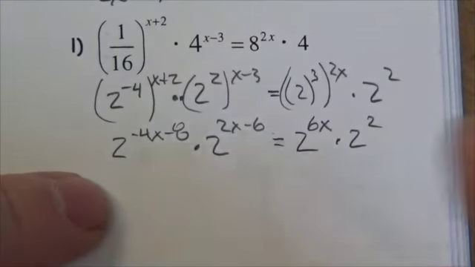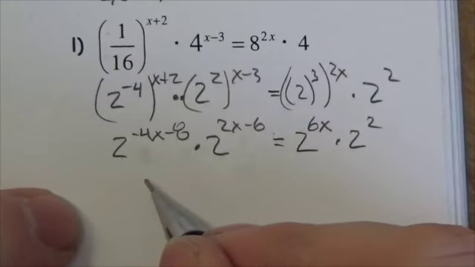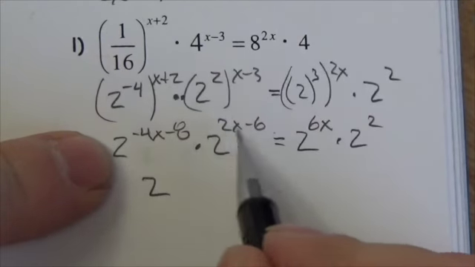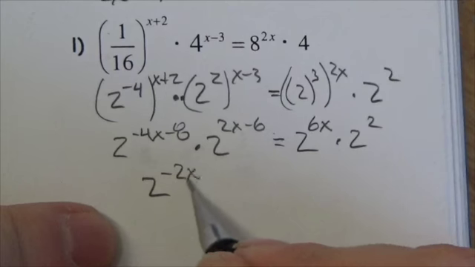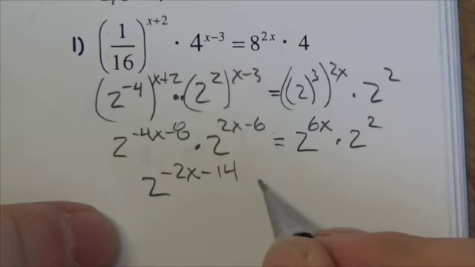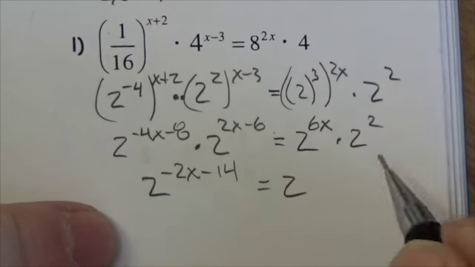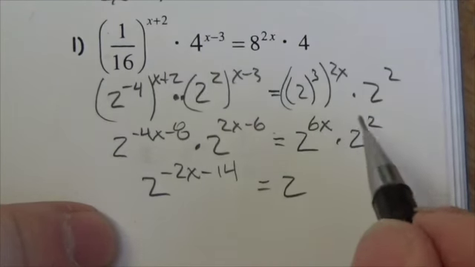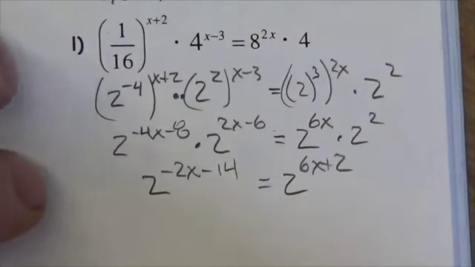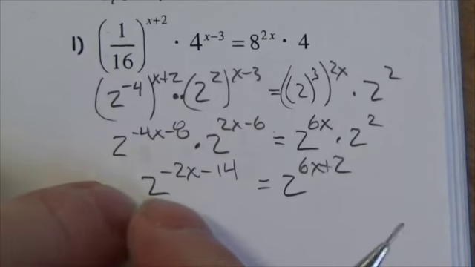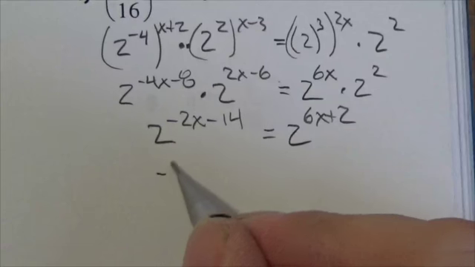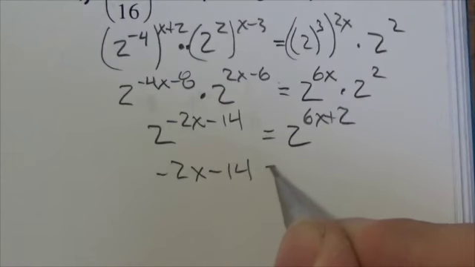Now I'm going to deal with the multiplication here. And when you multiply powers, what do we do to the exponents? We add them. So negative 4x plus 2x will be negative 2x. Negative 8 and negative 6 will be negative 14. On the right hand side, this will be 2 to the power of 6x plus 2. And now, after a fair bit of playing around with this, I've got it down to a power equal to a power. The bases are the same, so therefore my exponents must be the same.